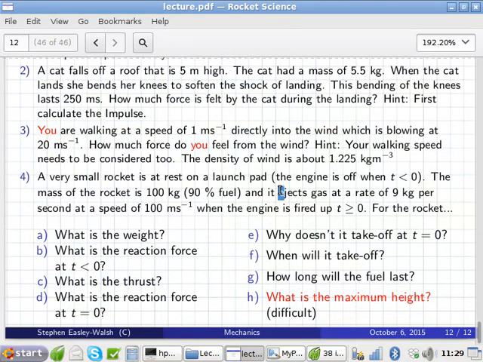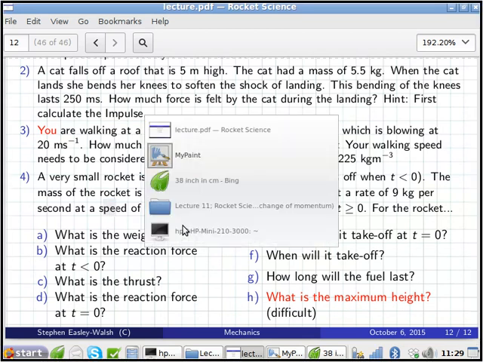The very difficult one. A very small rocket is at rest on a launch pad. The engine is off when T is less than 0. The mass of the rocket is 100 kilograms. 90% is fuel. It ejects at a rate of 9 kilograms per second at a speed of 100 meters per second. Right, so, number 4.